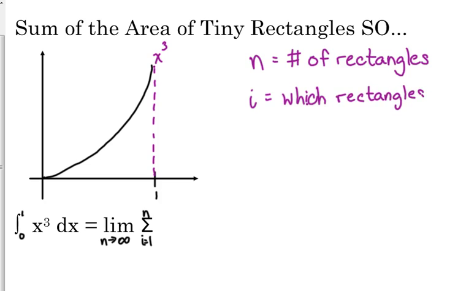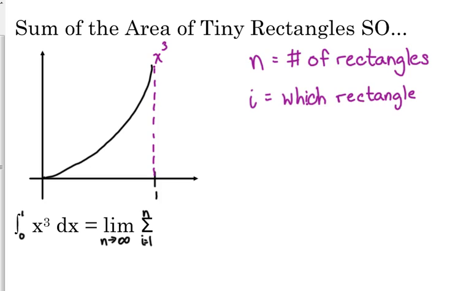So we're starting with our first rectangle, and we're going to infinity number of rectangles. That's what that notation right there is meaning. And then the sigma there is the sum. So we're adding up all these rectangles. We're finding the area under the curve.